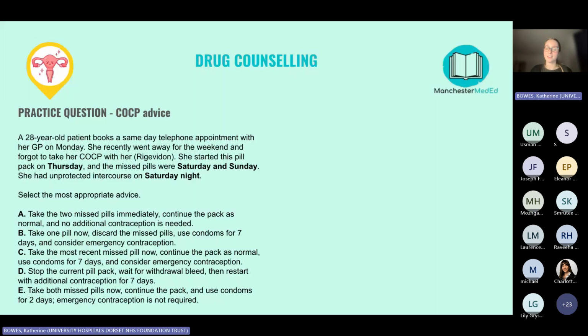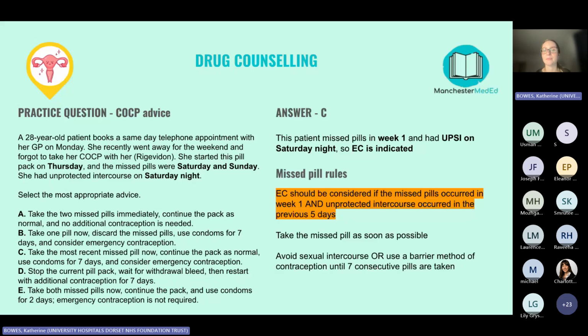I think this is harder to find on the BNF anyway. Okay, so the patient missed 2 pills within the first week of their pack, and they had unprotected sexual intercourse within that time. So emergency contraception is indicated. So you should consider that emergency contraception if the missed pills occurred within the first week of starting the pack. Okay, so that's the key bit there.